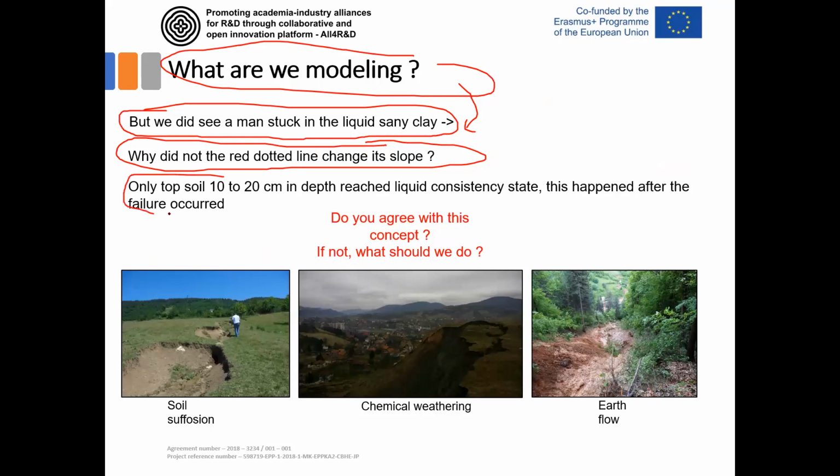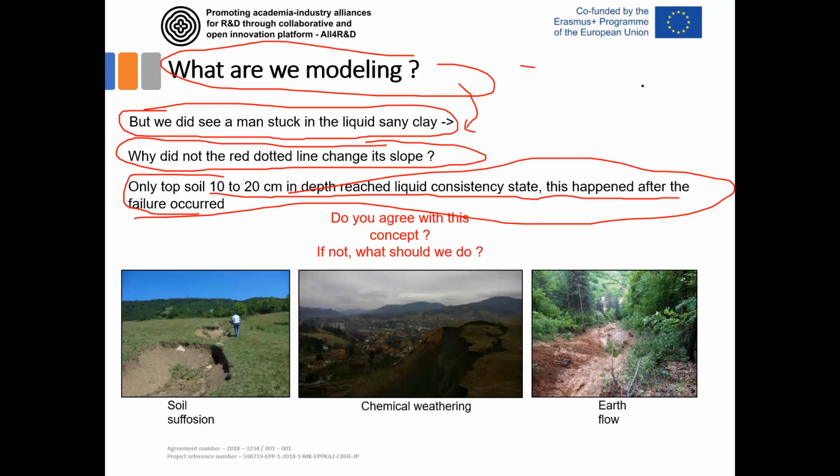And that is marked here. Only topsoil, 10 to 20 centimeter depth, reached a liquid consistency state. This happened after the failure occurred. Which failure? Well, this failure. This is actually the important failure, which goes about 100 meters higher, for the excavation depth in the range of about 10 meters.